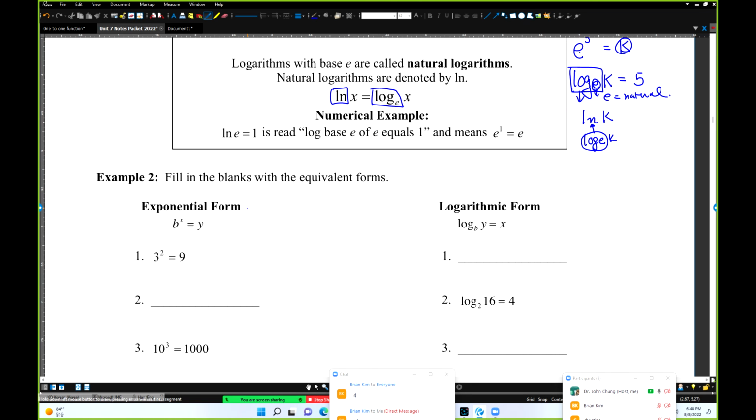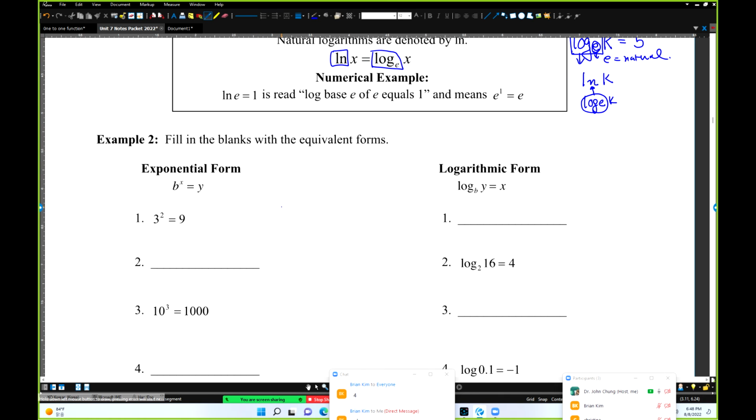Okay, we're gonna try this one again, change the form. b to the x equals y, where b is the base number. In log form, log base b of y equals what? The exponent is x. That is the log form.